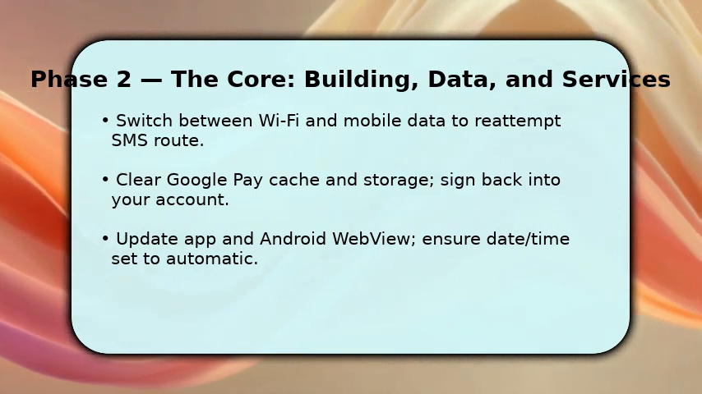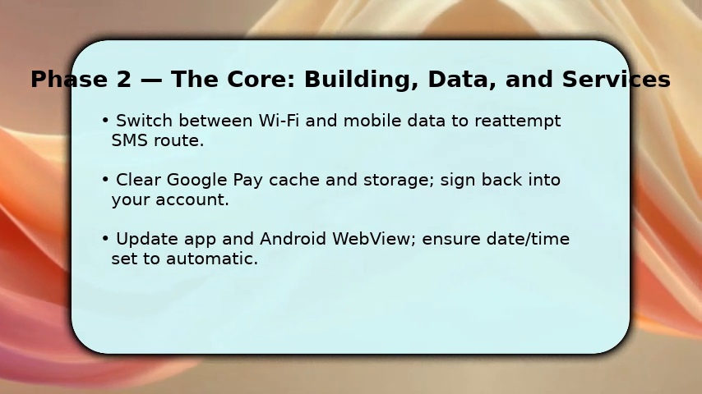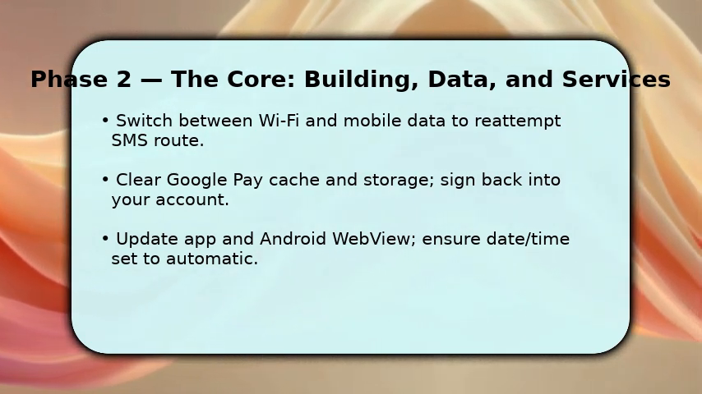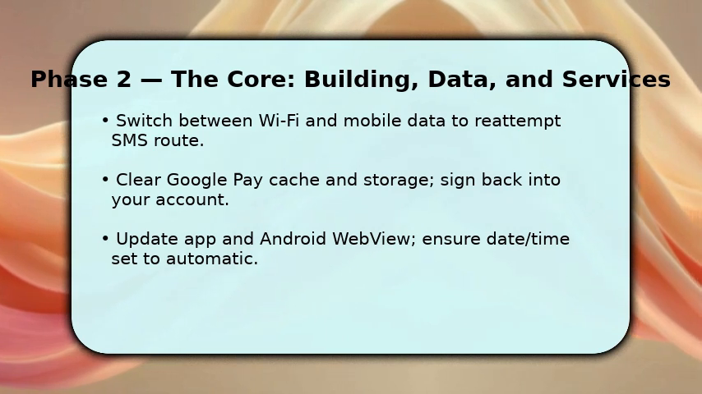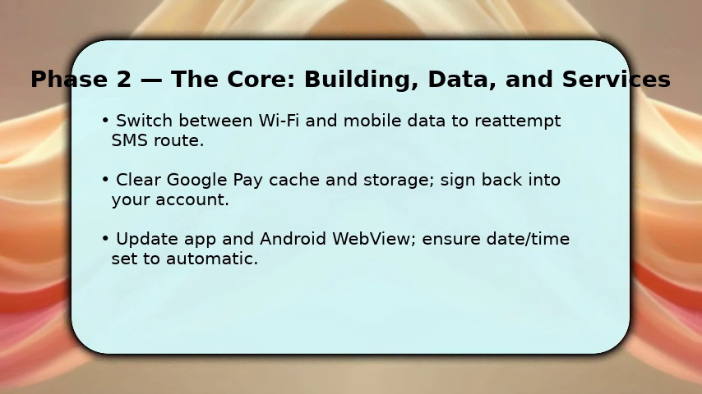Make sure Google Play services and Android WebView are up to date, and that date and time are automatic. Mismatched clocks break token validation. These actions resolve routing and token issues that stop SMS from sending.